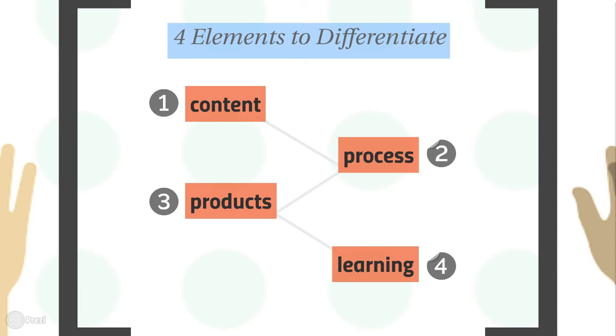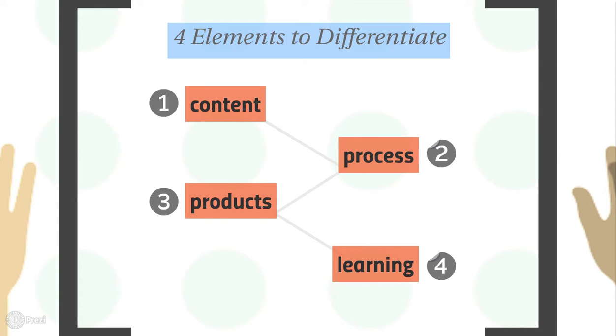Now, the article outlines 4 different elements that we can use in a class to differentiate our instruction. So we begin with content. How are students going to access the information we want them to have? Is it going to be through a PowerPoint? Are we using technology? Is it just a lecture? Are we showing a video? Are we reading an article? How are they getting the material?